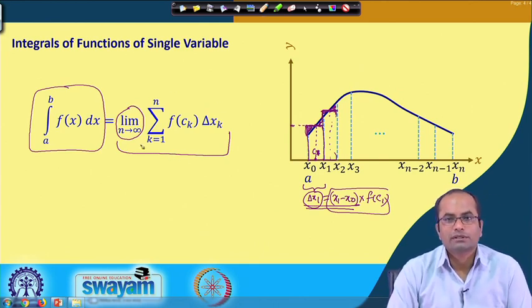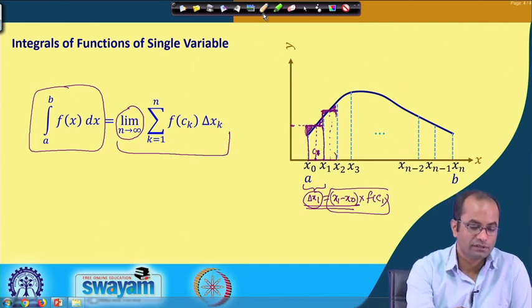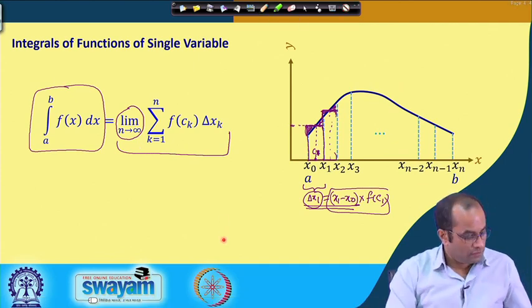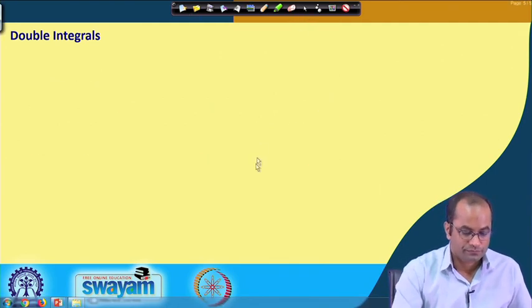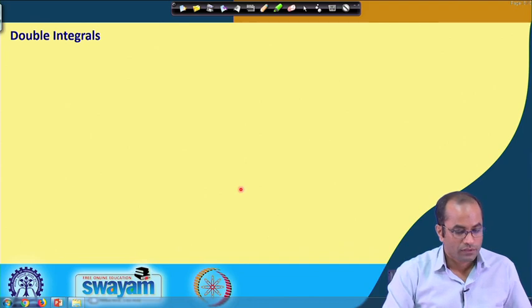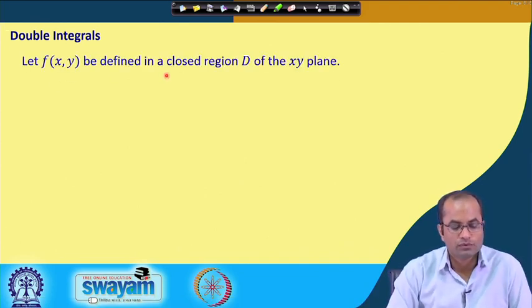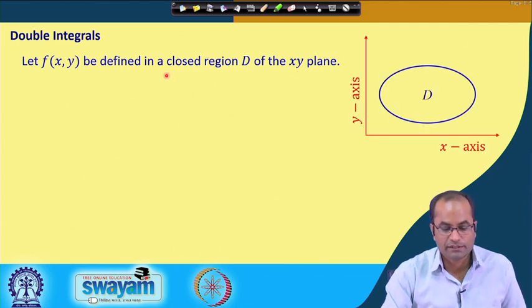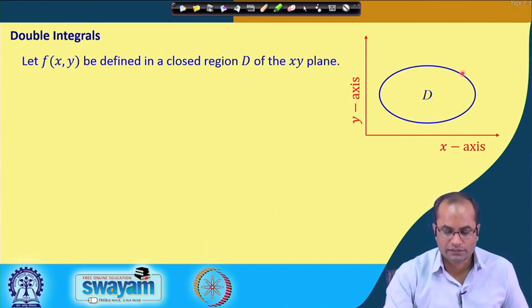A similar concept we have for the integral of two variables, or the double integrals. So, let us just go through it. In this case, let f(x, y) be defined in a closed region D of the xy plane. So, this is the region here, a closed region D. It can be of any shape in general.